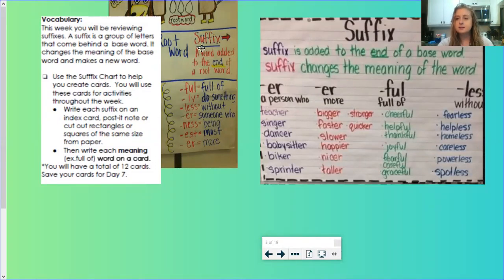Reminder what a suffix is, and here's some examples. A suffix is added to the end of a base word, and it changes the meaning of the word. So like ER, a person who. An example would be a teacher. Teach is the base word. ER goes on the end. Teacher is a person who teaches. Another example would be like bigger. So ER can also mean more. So bigger is more big, pretty much. Cheerful, full of cheer. And fearless, without fear. So we're going to go over some of these together.